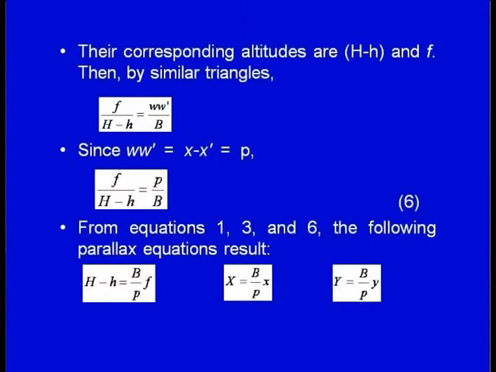So, from these equations we can now write the parallax equations as capital H minus small h is equal to b divided by small p multiplied by f, and capital X, that is the ground coordinate X, is equal to b divided by small p multiplied by the photographic coordinate x, and capital Y is equal to b divided by small p multiplied by the photographic y coordinate.